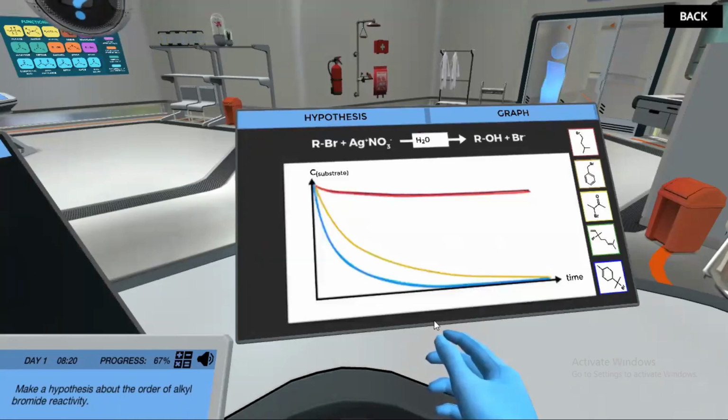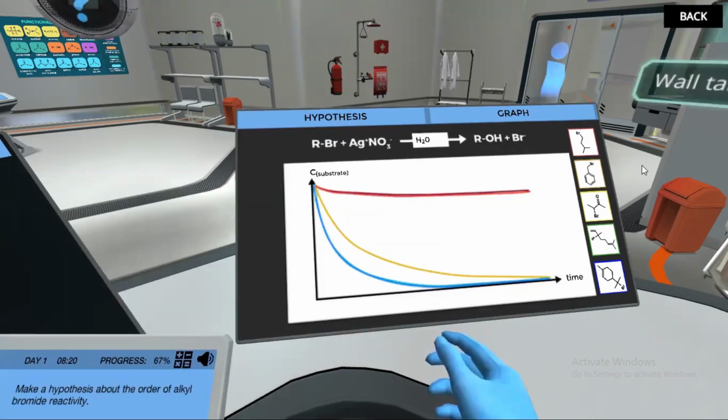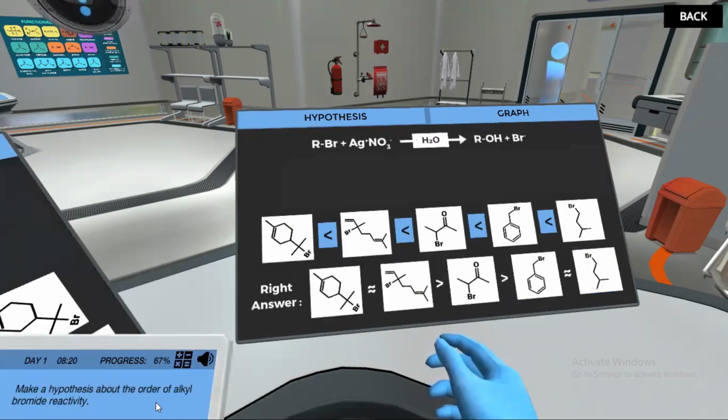How does your hypothesis check out? The graph reveals bromide consumption over time, so which bromides are the most reactive under these conditions? Use the Hypothesis tab to check your predictions here.